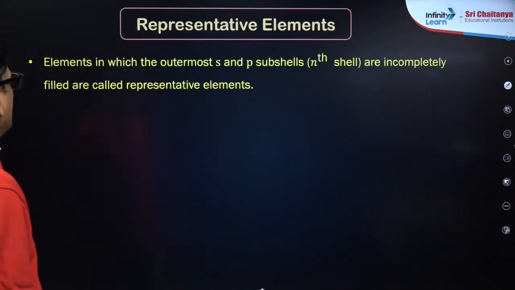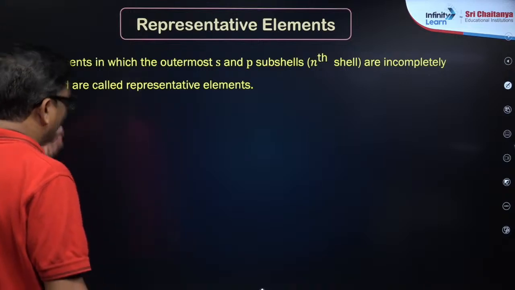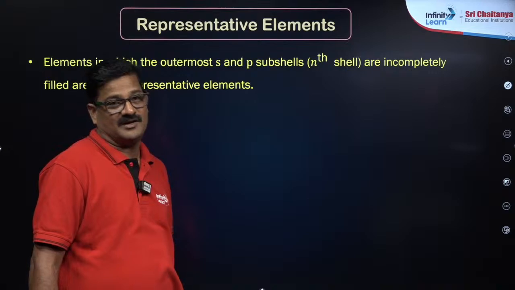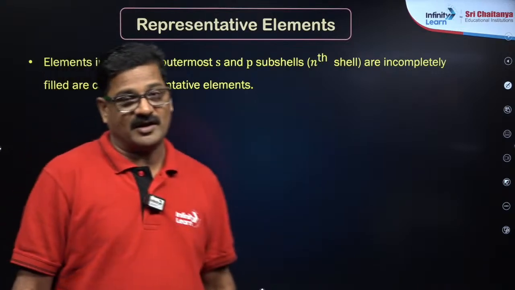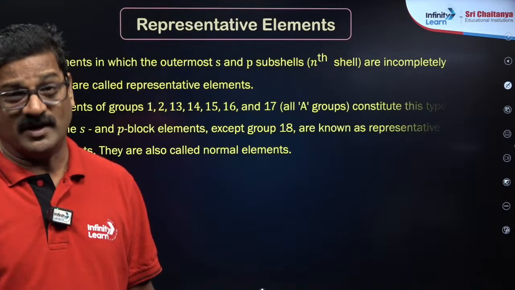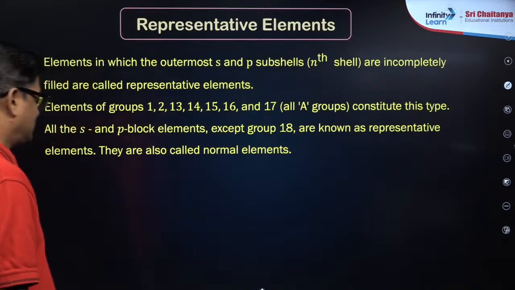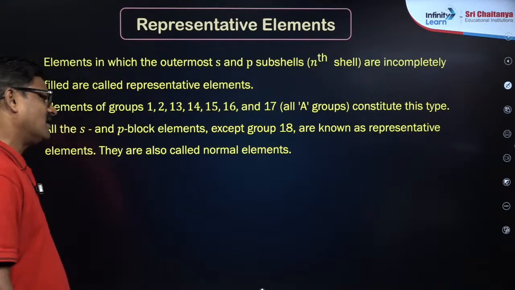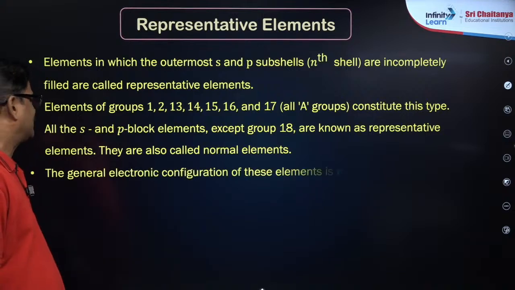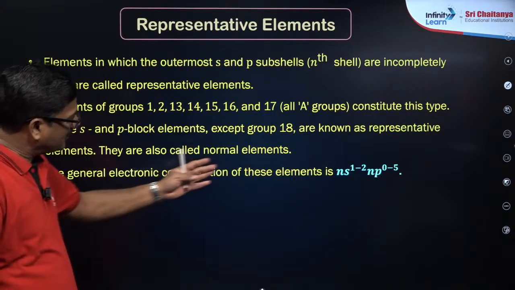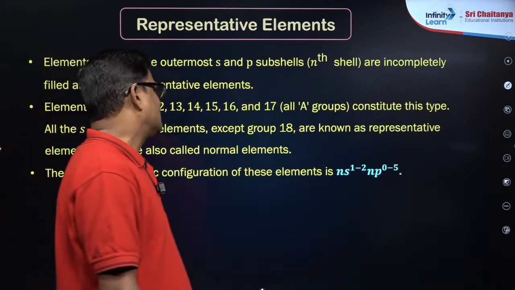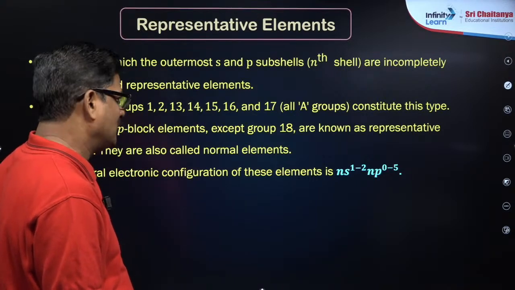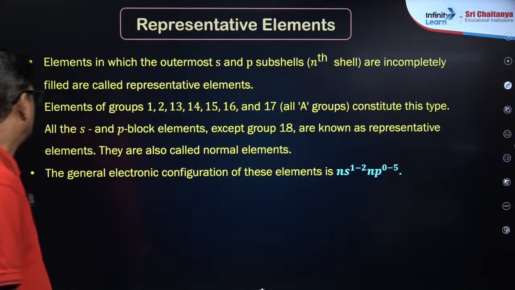Right. So let's talk about the representative elements. The elements when the last shell or nth shell is incomplete. They include total S block elements and P block elements except noble gases, right? They are called normal elements. They are also called representative elements. Okay, the general electronic configuration of representative elements is ns 1, 2, np 0 to 5, right?